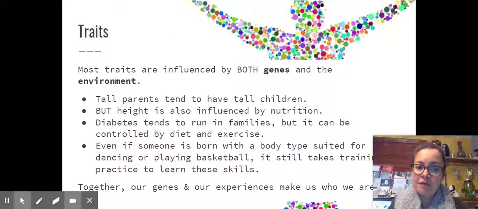Diabetes tends to run in families, but it can be controlled by diet and exercise. Even if someone is born with a body type suited for dancing or playing basketball, it still takes training and practice to learn these skills. So it's together, our genes and our experiences make us who we are.